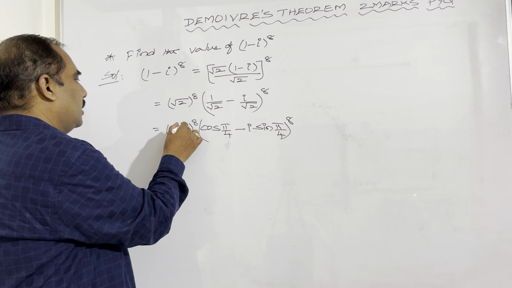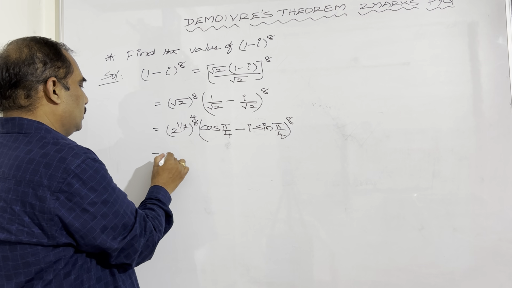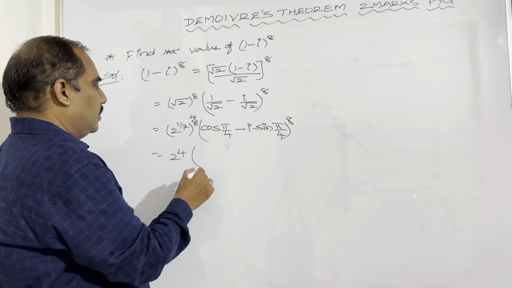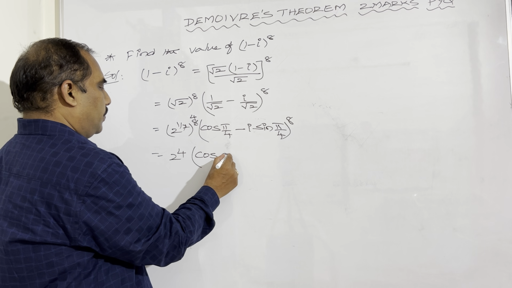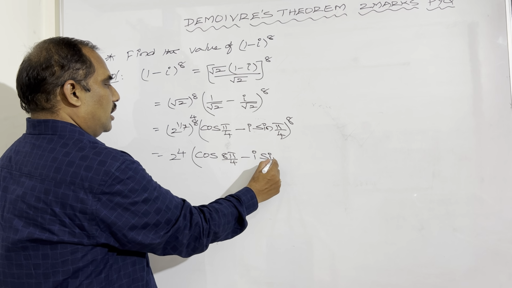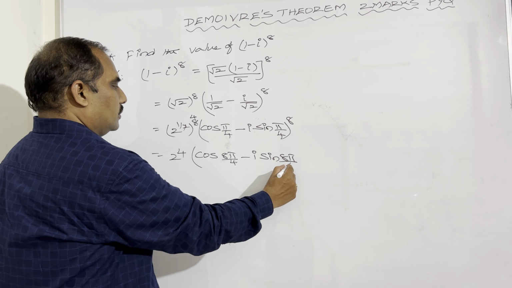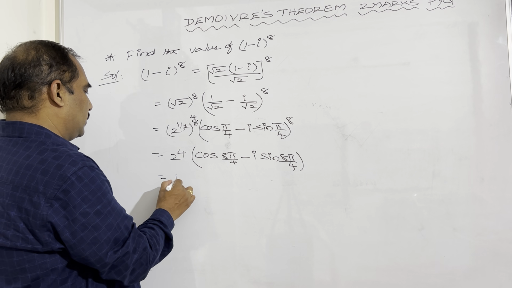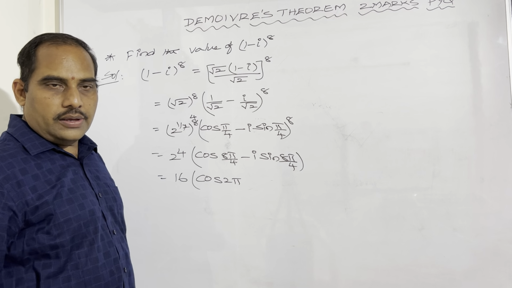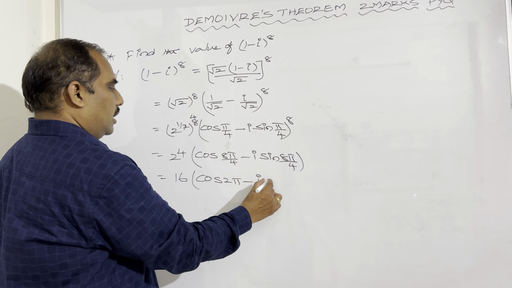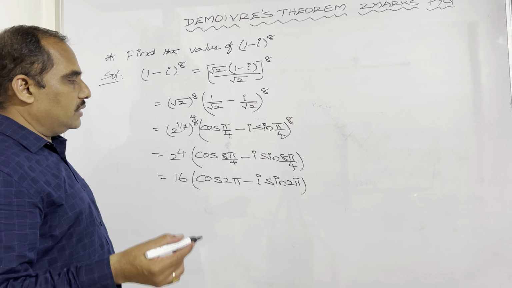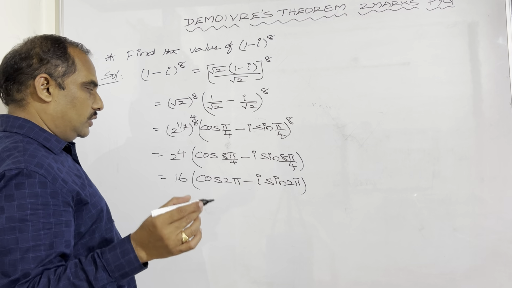See here, it becomes 2 power 4 into, if you apply De Moivre's theorem, cos 8 pi by 4 minus i sin 8 pi by 4. Further it becomes 2 power 4 is 16 and cos 8 pi by 4, that is cos 2 pi, and minus i sin 2 pi. See sin pi, sin 2 pi, sin 3 pi, all values are 0 only.